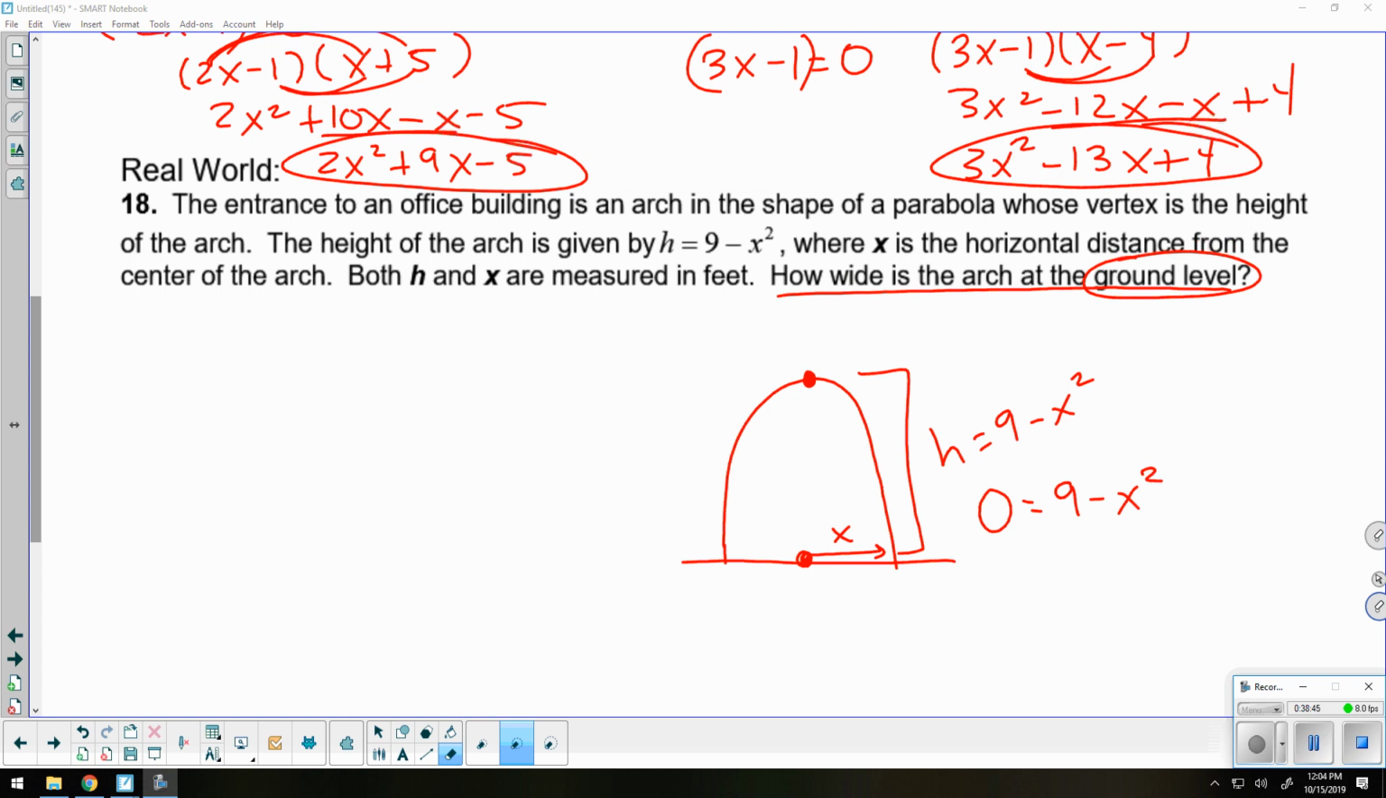We want to know how wide the arch is, though. So we want to know the full width. How wide is this thing? That's the question. Basically, if we can solve this thing for x, x just goes from the center of the doorway and then out to the edge. If you just double it, then you'll have the full entire width, right? So let's just solve this thing for x.